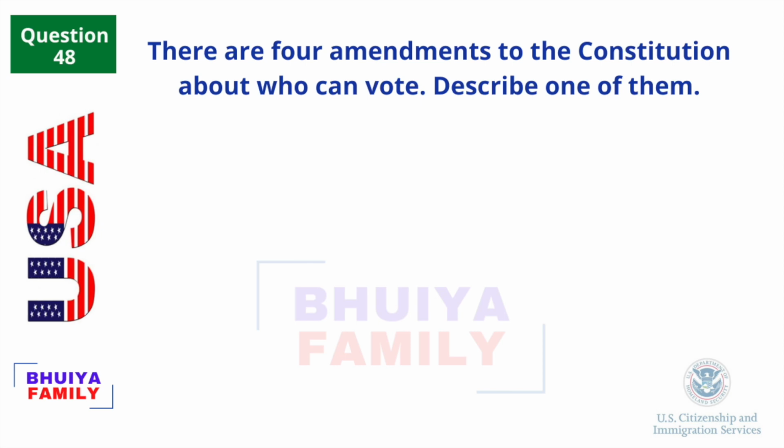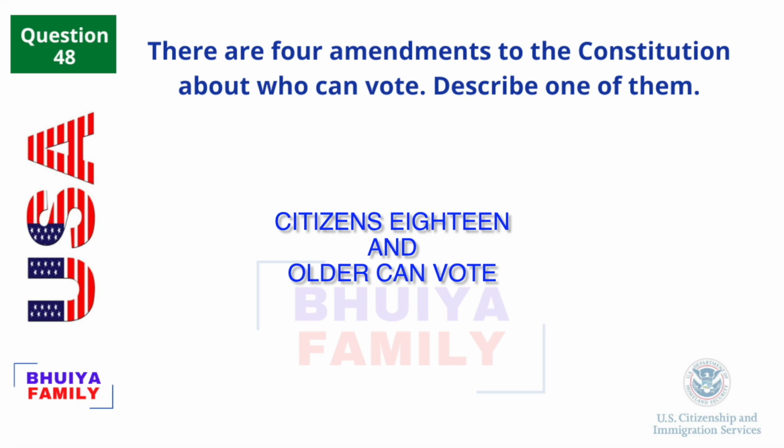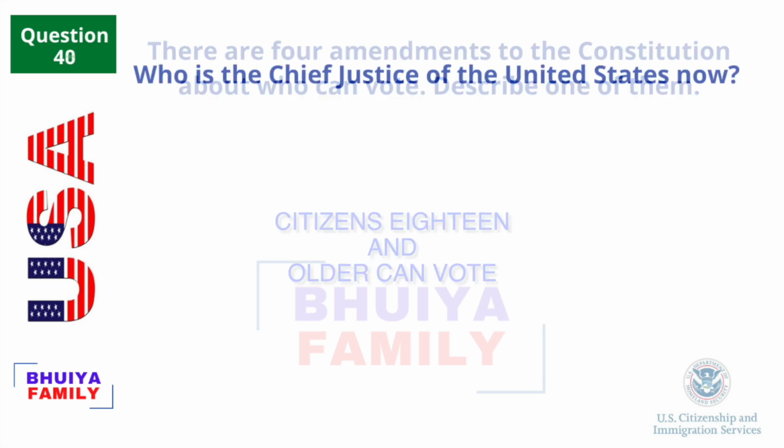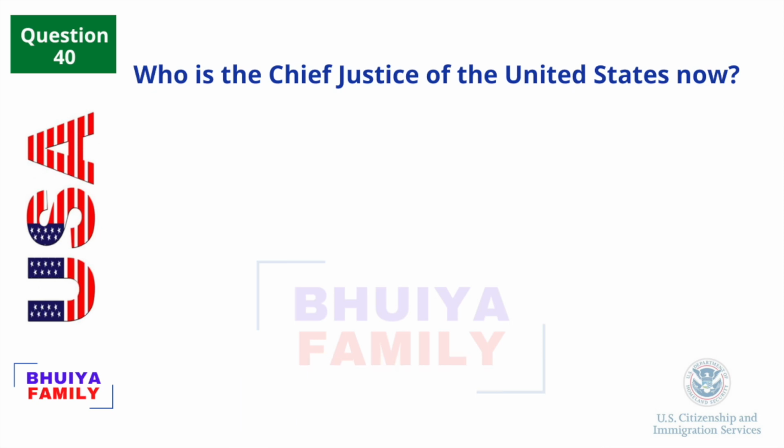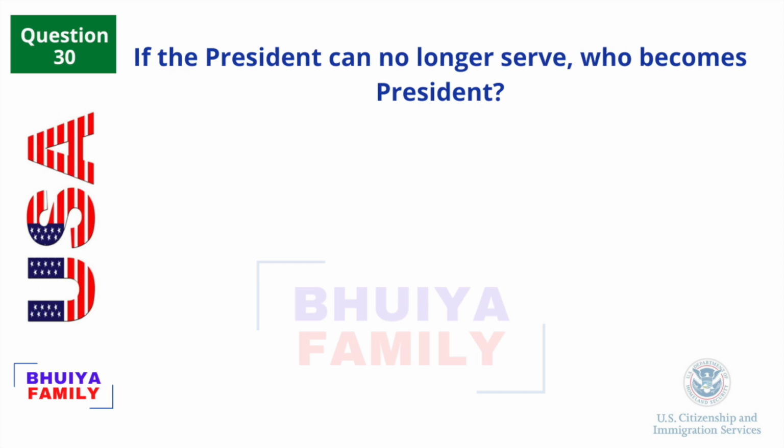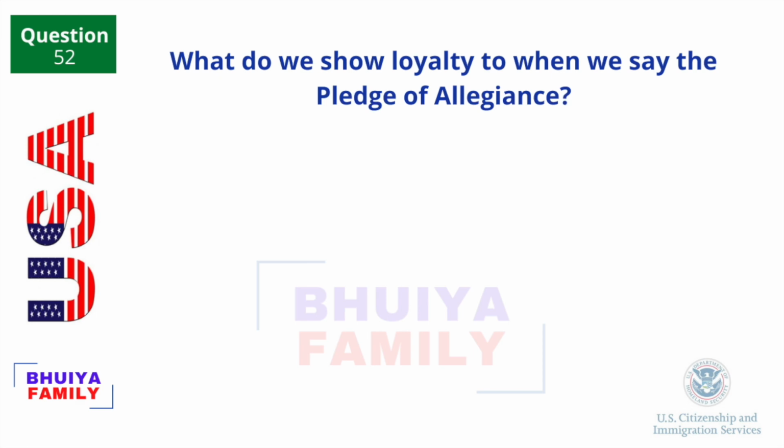There are 4 amendments to the Constitution about who can vote. Describe one of them. Citizens 18 and older can vote. Who is the Chief Justice of the United States now? John Roberts. If the president can no longer serve, who becomes president? The vice president. What do we show loyalty to when we say the Pledge of Allegiance? The United States.